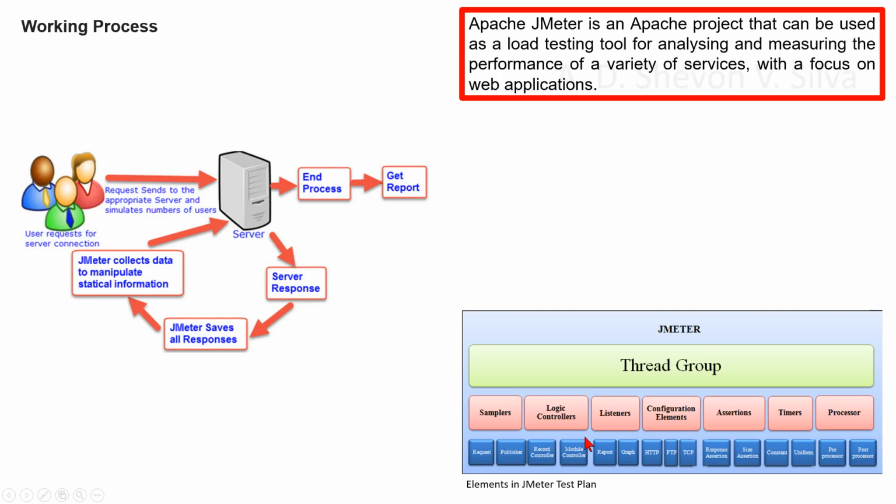The JMeter manual page has a very good description of how the logic controllers would make the change in the working of a JMeter test plan.